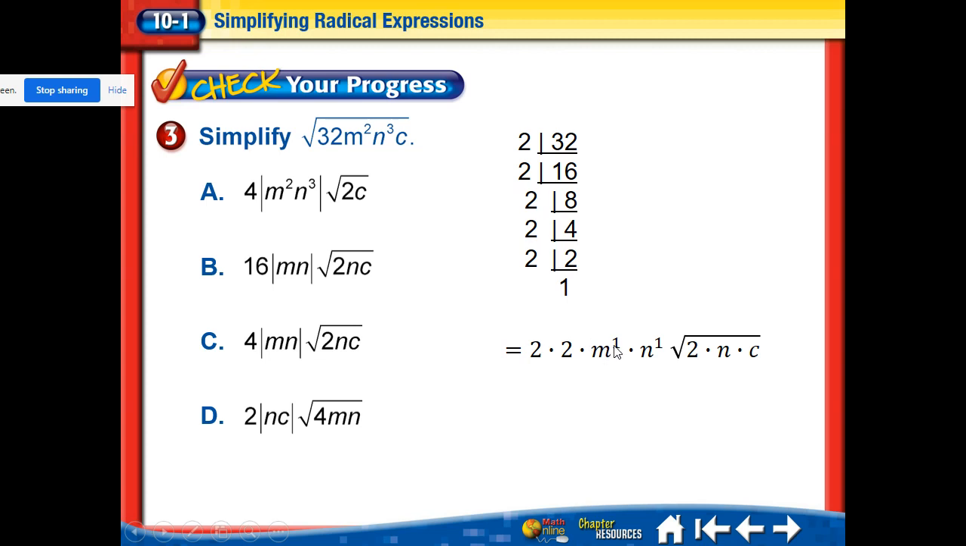M squared becomes m to the first with nothing inside because it's even. N cubed, cut that in half, is 1.5, right? 1.5. So 1 comes out, 1 stays in. This is c to the first. I really can't cut that in half. It stays in. So then put that all together. 2 times 2, of course, is 4, mn, and then 2nc. So c right there.